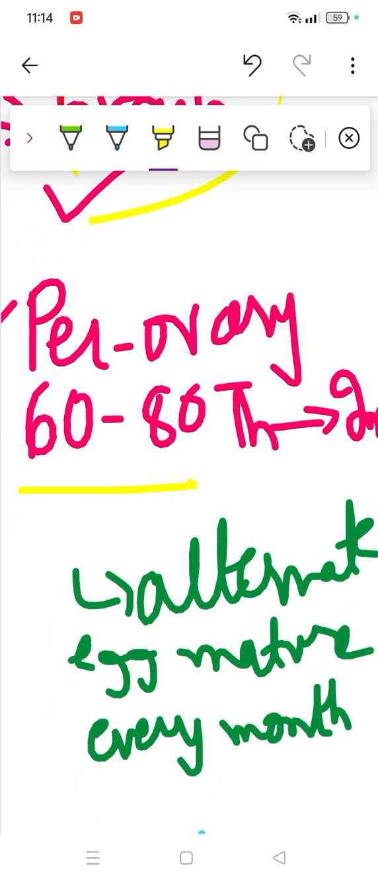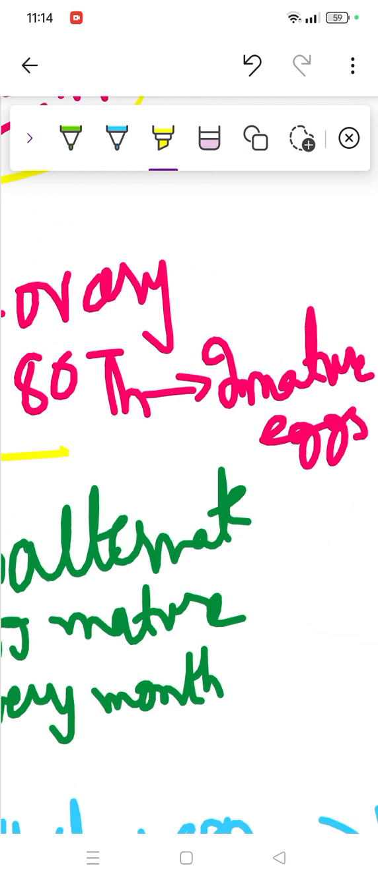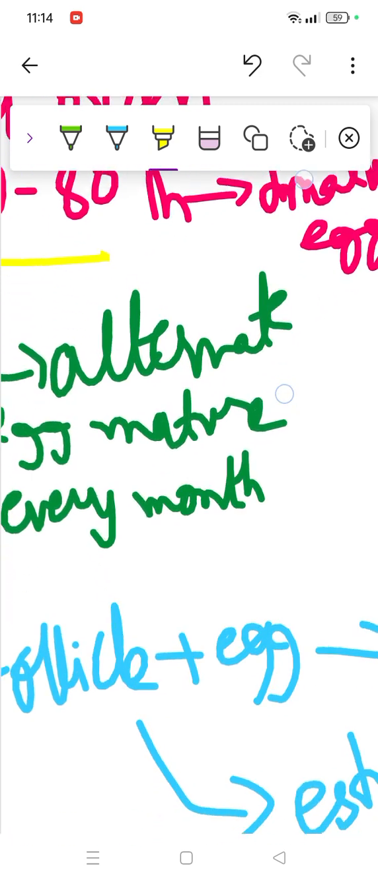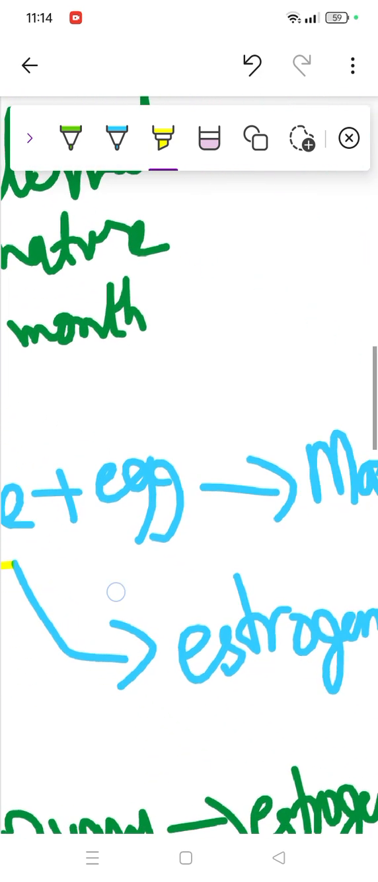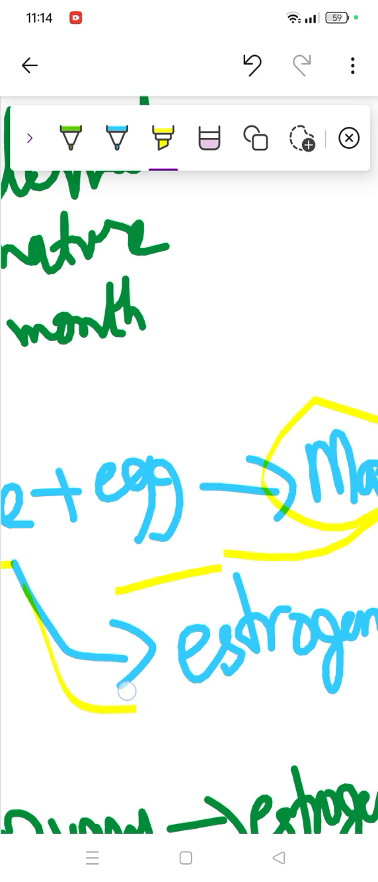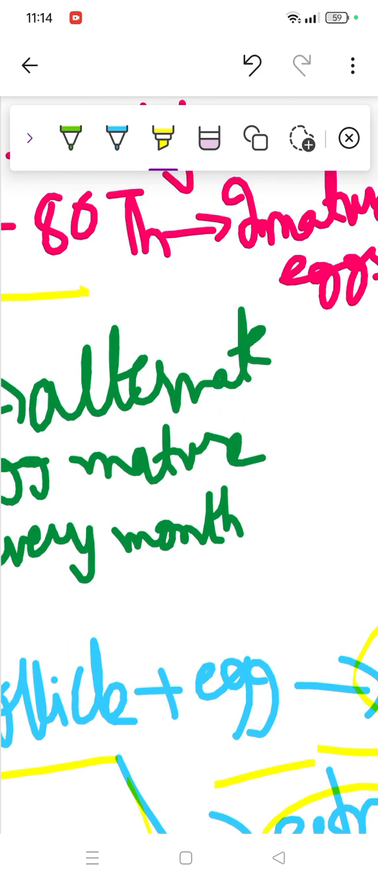Pre-ovary has 60 to 80,000 immature eggs. They get mature when the follicle plus egg form, and the follicle also releases the estrogen hormone, and alternate ovary is going to be released. This is the basic info.